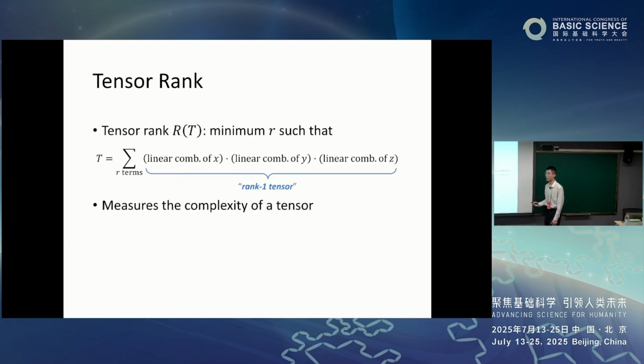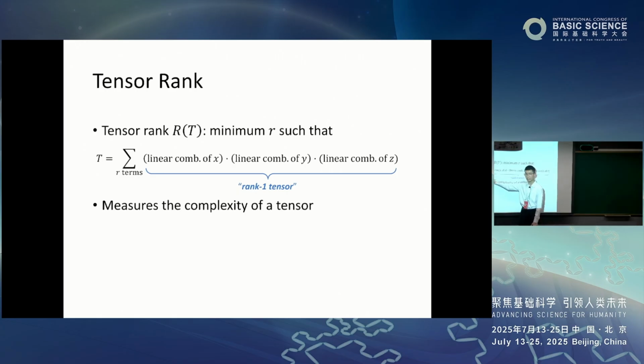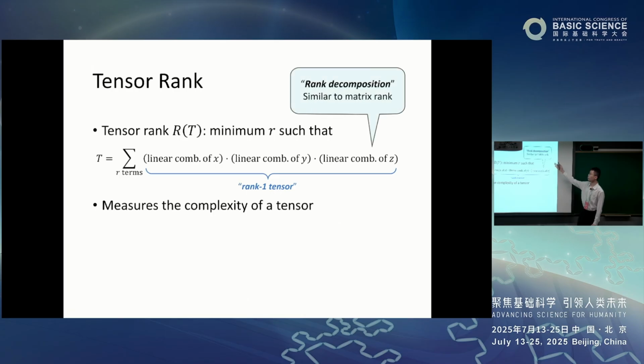An important quantity about a tensor is its rank. The rank of a tensor is defined by writing the tensor as a summation of as few terms as possible of so-called rank 1 tensors. Each rank 1 tensor is just a linear combination of x variables times that of y variables times that of z variables. So the minimum number of terms we need to write T in this form is defined to be the rank of T. This definition is very similar to matrix rank, which we are all familiar with.